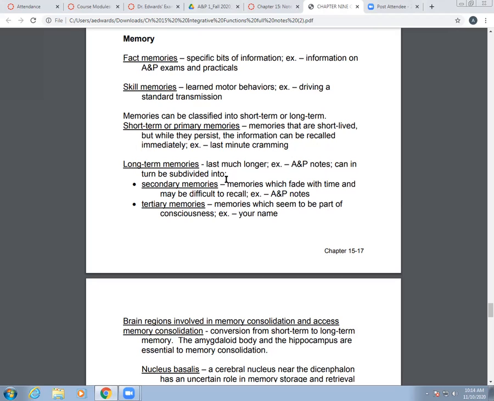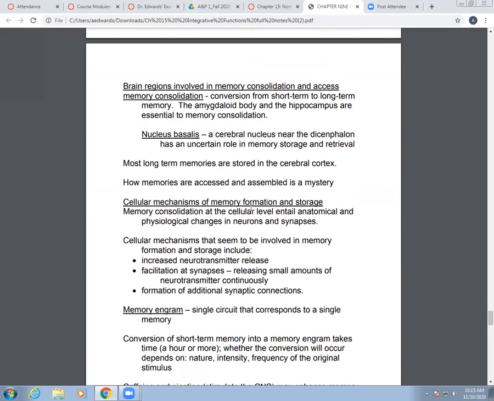You can subdivide that into secondary memories and tertiary memories. The secondary memories will fade with time, and can be difficult to recall. Tertiary memories, okay, seem to be part of your consciousness. Like, even if you're struggling, usually you're going to know what your name is. Like, you may not remember all the cranial nerves, but you'll remember your name, right? Or your phone number, or things like that. So you can kind of divide those up.